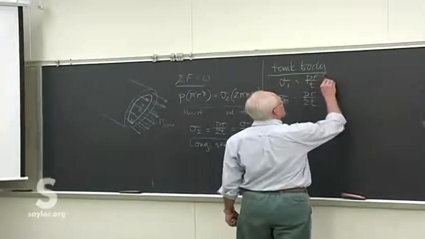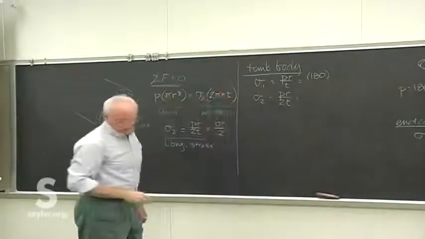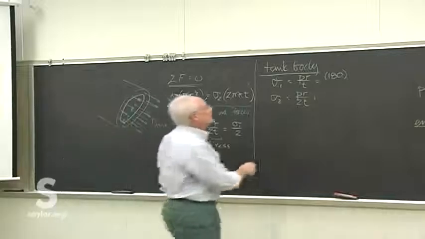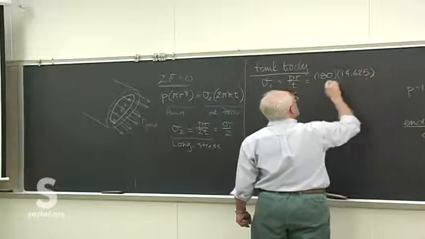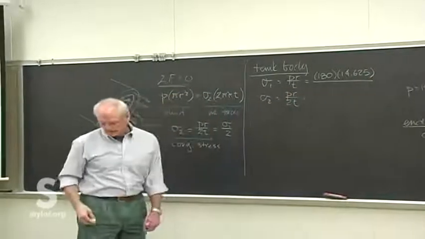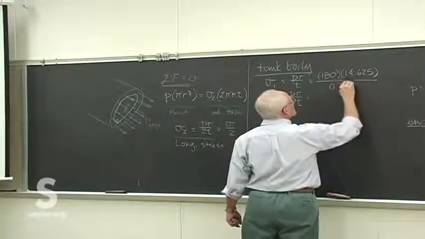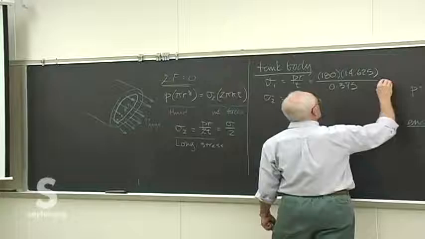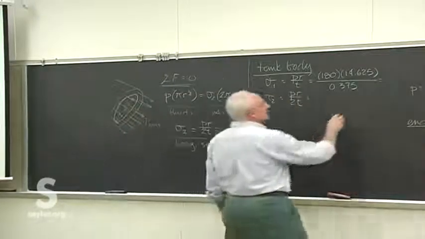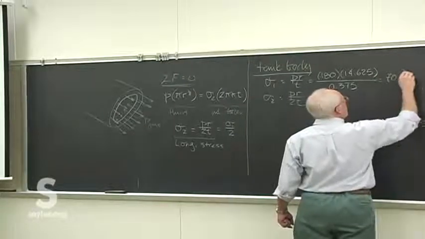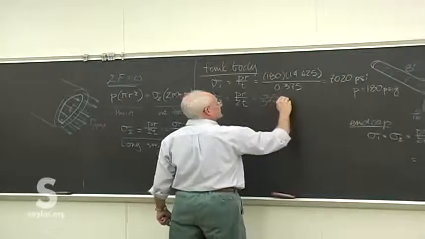Alright, so we already know what all the units are in that. Pressure is the same, this time R is 14.625, and the wall thickness is 3/8, 375. We already know all the units are okay. And then we only have to cut that in half to get the other one. And then half of that's 35.